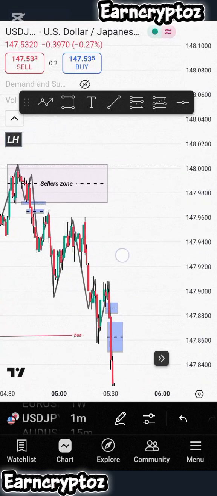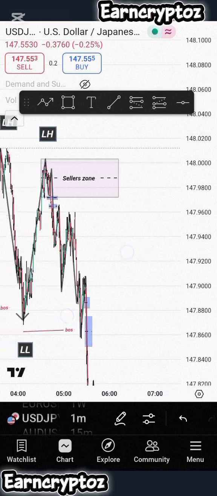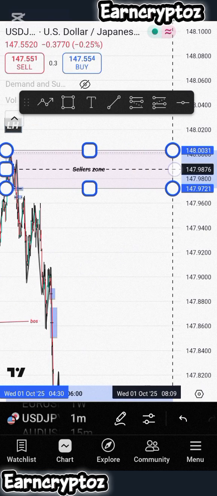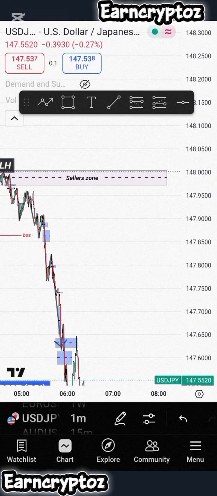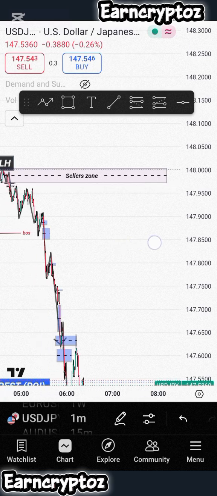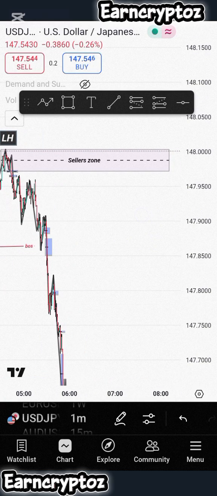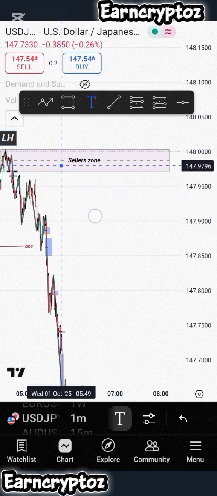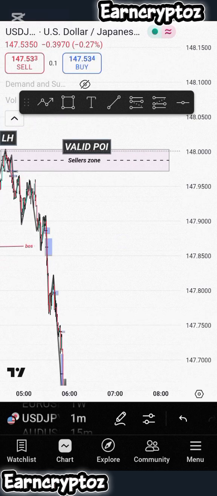Okay, we're going to extend this zone to see if the zone has been mitigated. Looking at this, price has not returned back to this point, so that is still a fresh zone. Okay, a fresh zone, so it's not mitigated. This is a valid POI zone. I call it seller zone because this is a downtrend. But another thing you can call it is valid POI.